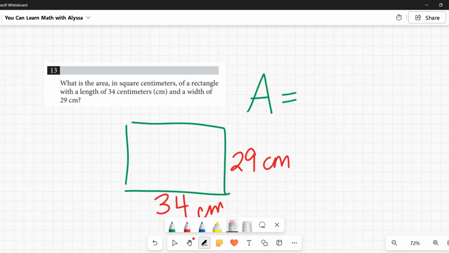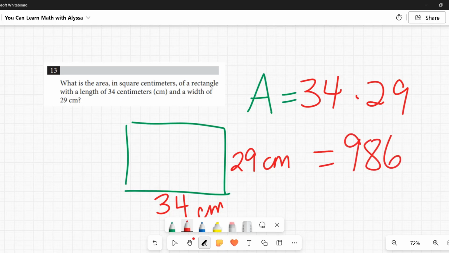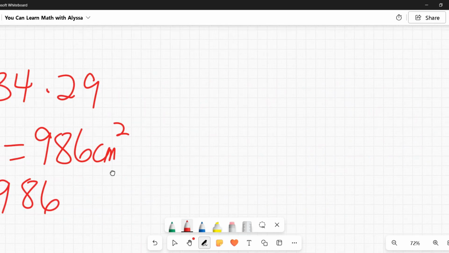Length times width. Our length is 34. Our width is 29. And when we multiply those together, we get 986 square centimeters. But they've already said it's in square centimeters, so we don't have to worry about including square centimeters or centimeters squared in our answer. It is just a right-in answer of 986. And that's it. That's your answer.